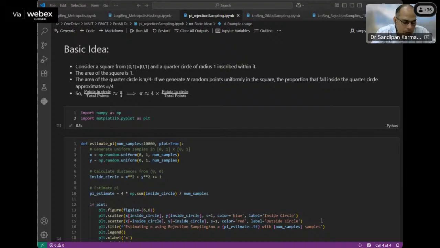conda install, not pandas, it's not required. Spyder, Jupyter, then scikit-learn.